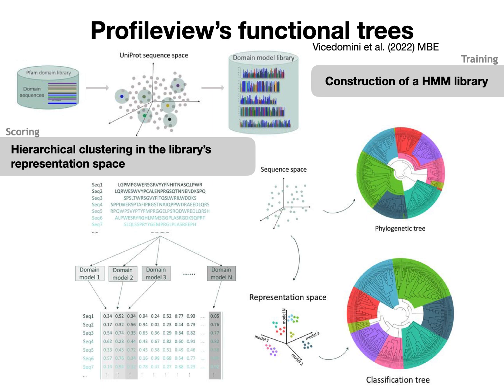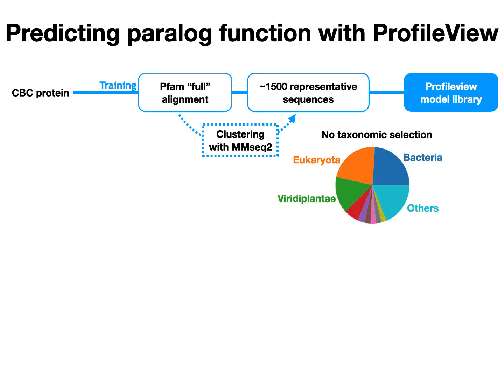Thus, each query sequence is aligned against all HMMs, and the resulting vector of likelihoods is interpreted as the coordinates of the query sequence in representation space. Finally, hierarchical clustering is applied in order to obtain a dendrogram, which will be based on this functional space. ProfileView has reached excellent performances in predicting the function of homologous proteins, but has never been used for paralog function annotation before. We thus have used a new protocol in order to maximize the signal.